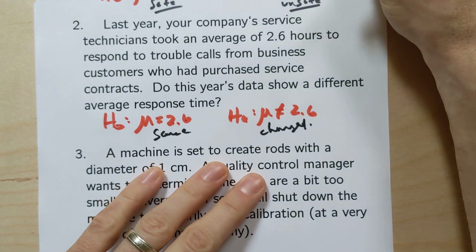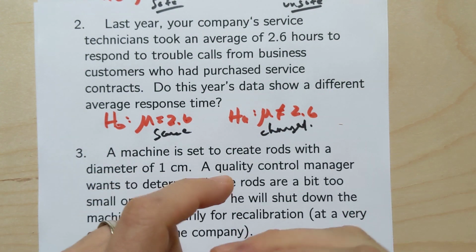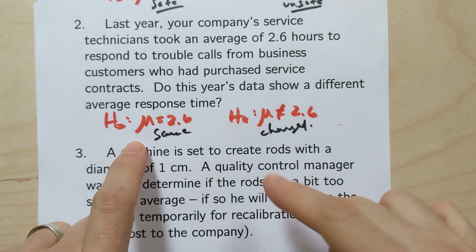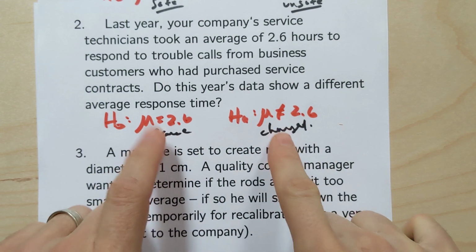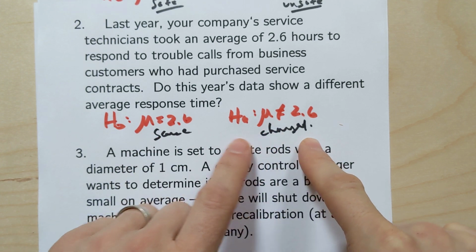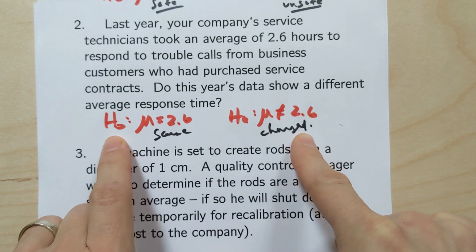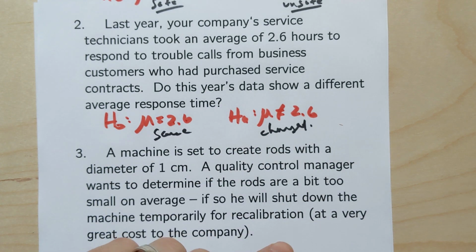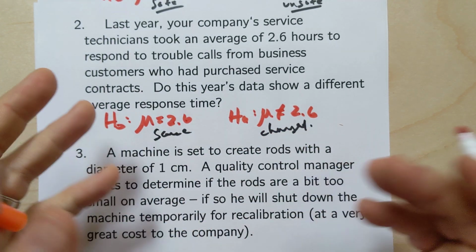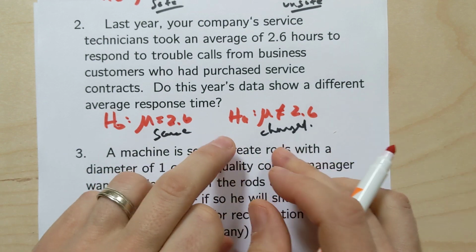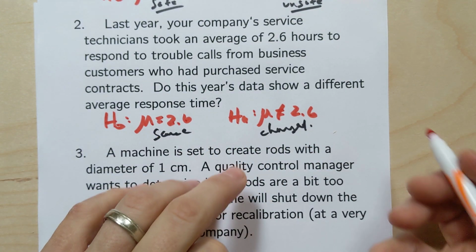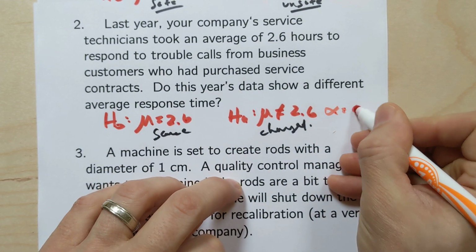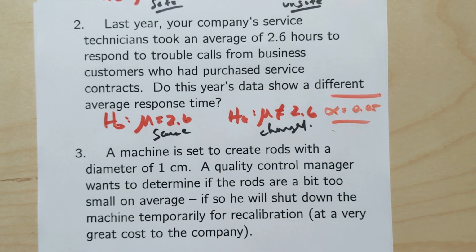Now, what level of significance would we choose here? I'm looking at this. Do I have any particular reason to be worried about whether things have changed from the way they were last year? I mean, is change bad? Sometimes change is good. Sometimes it's not so good. Actually, in this instance, I don't really see anything that deep about the scenario. So I don't want it to be too easy to reject. I don't want it to be too hard to reject. Here, this is kind of a standard case. I'd probably do 0.05 as a level of significance.